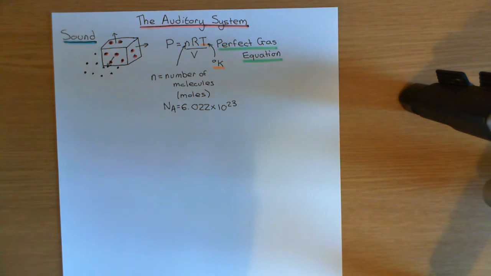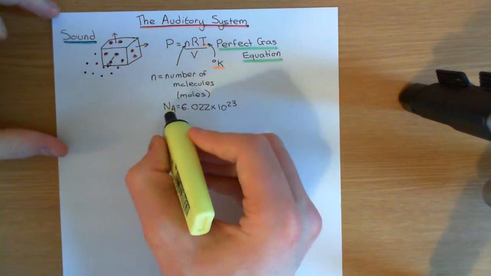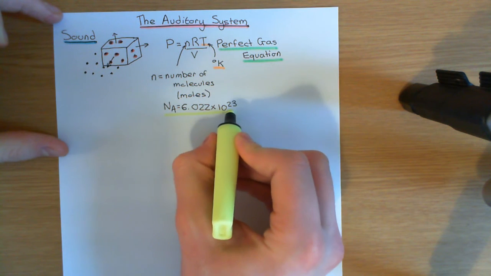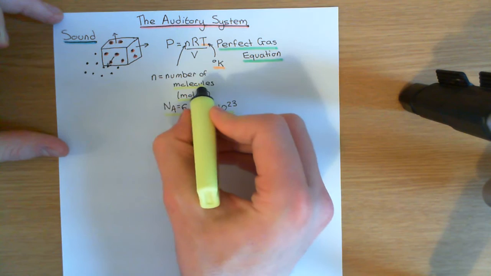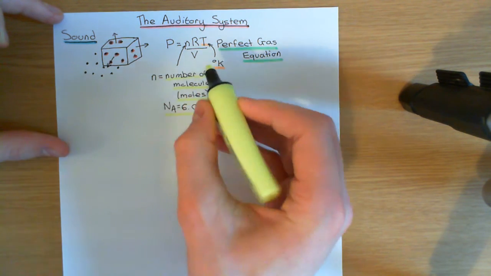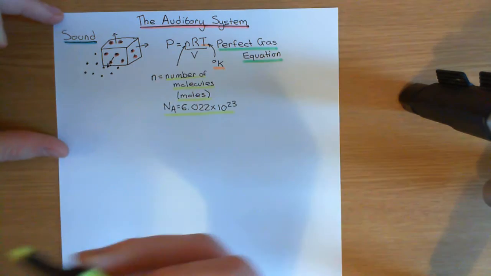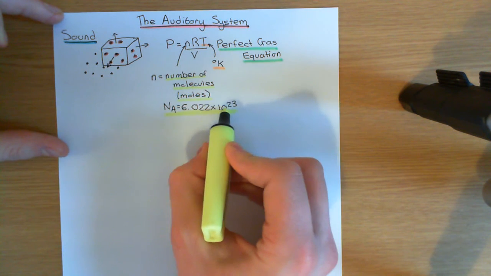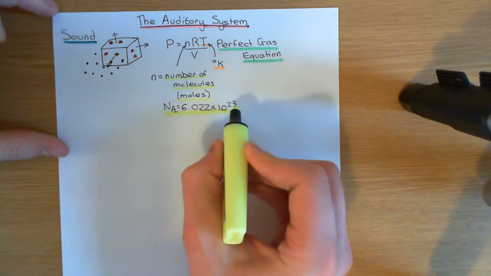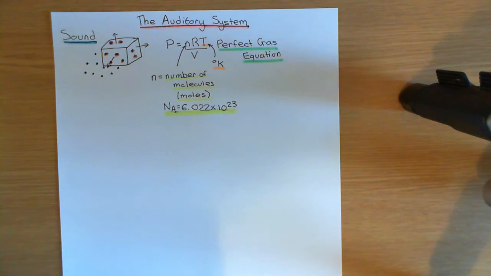So remember, it's just a convenient way of expressing the number of molecules that you have, because in reality, in any decent sized box, you're going to have a huge number of molecules. So instead of counting it in terms of the absolute number, we count it in terms of how many of Avogadrian constant number of molecules we actually have, i.e. how many moles we have.